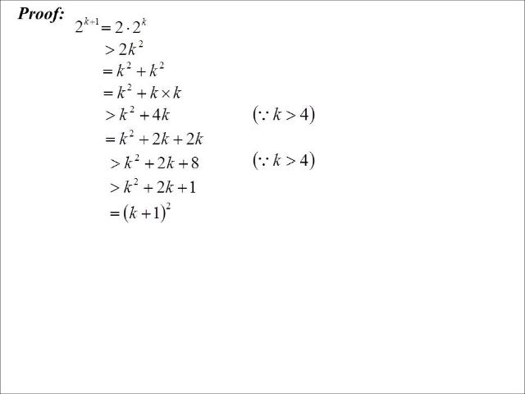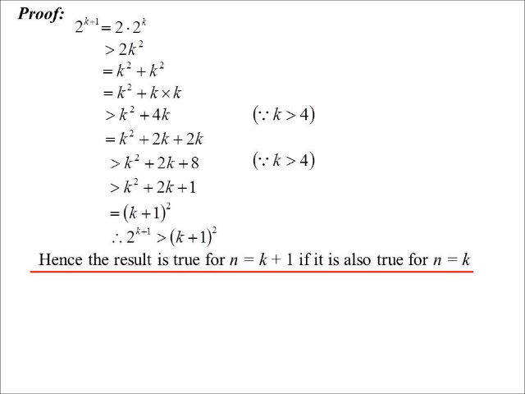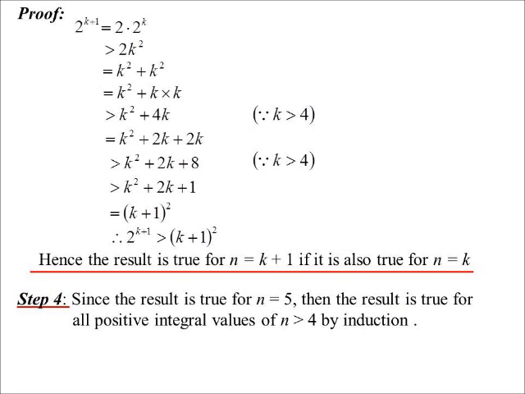So now reading down, I've got 2 to the power of k plus 1 is greater than k squared plus 2k plus 1, which is, of course, k plus 1 squared. So there I've proven it. 2 to the power of k plus 1 is always greater than k plus 1 squared. Hence the result is true for k plus 1 if it's also true for k. My conclusion will be a little bit different because the first case was n equals 5, so therefore true for n greater than 4 by induction.